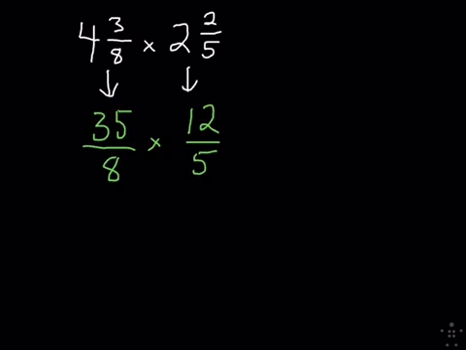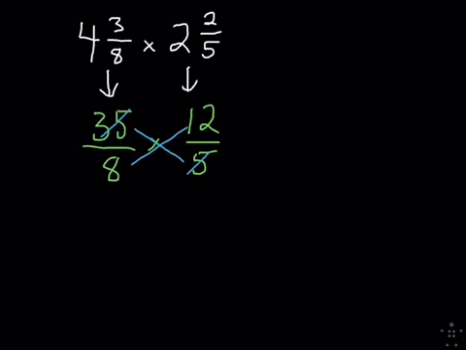And now, step 2 that we've talked about many, many times is simplifying going diagonally. So I need to look and see if I can simplify 8 and 12 and 35 and 5. In other words, is there a common factor in those diagonal numbers where I can divide? And the answer is yes to both of them. So if I look at 35 and 5, I see that 5 goes into both of those numbers.